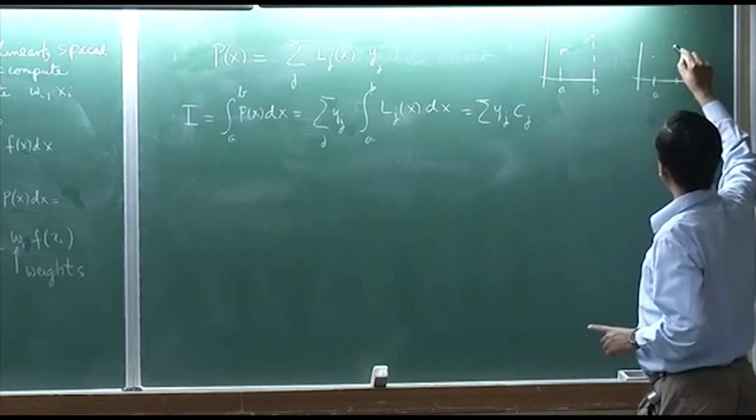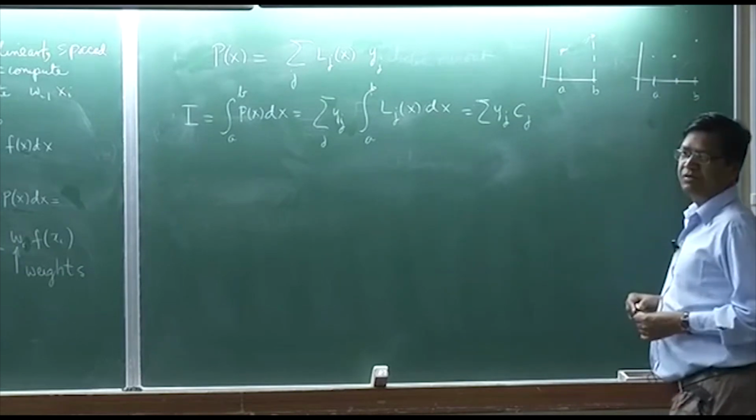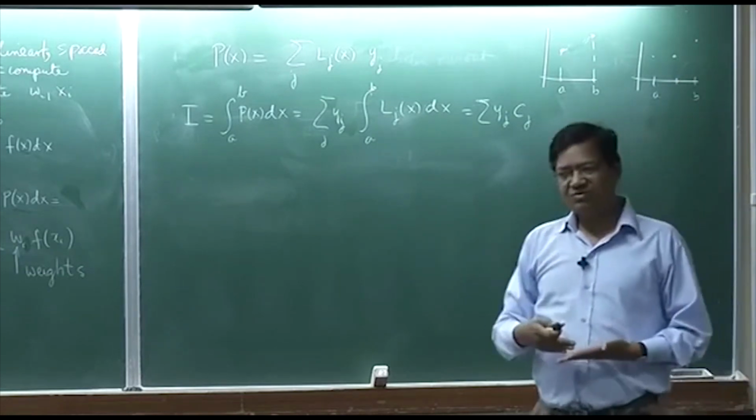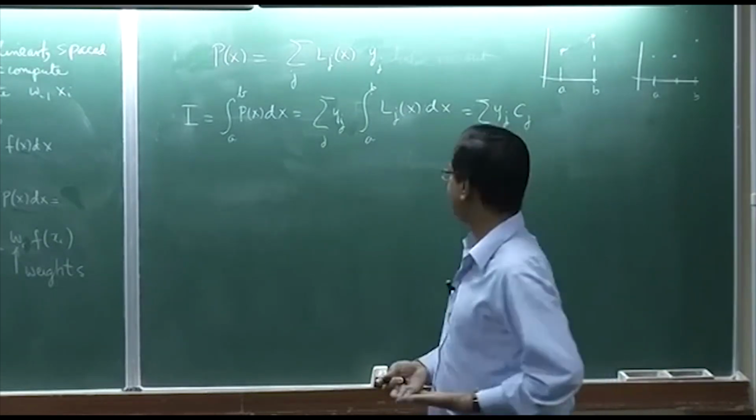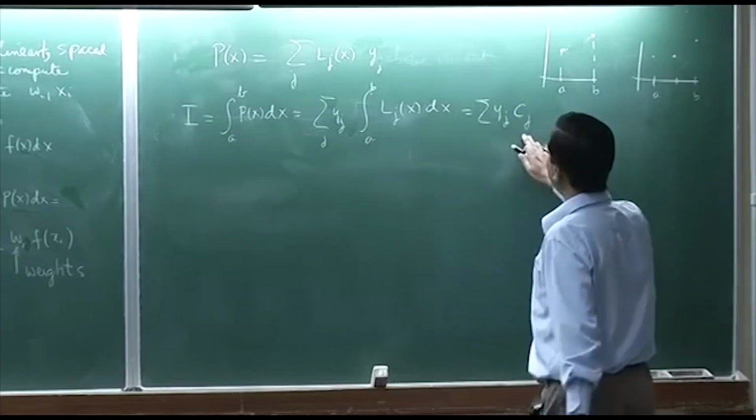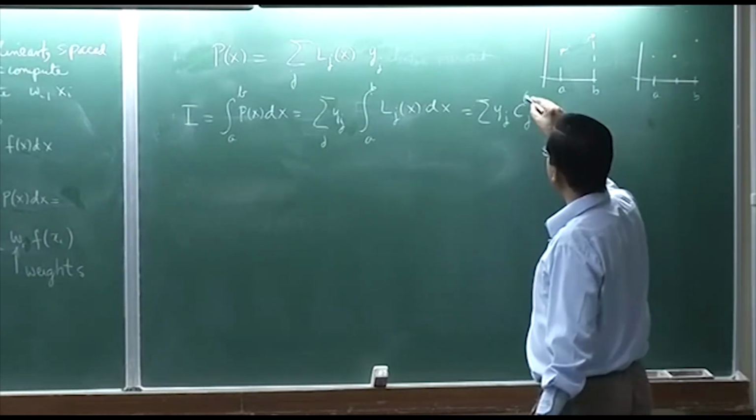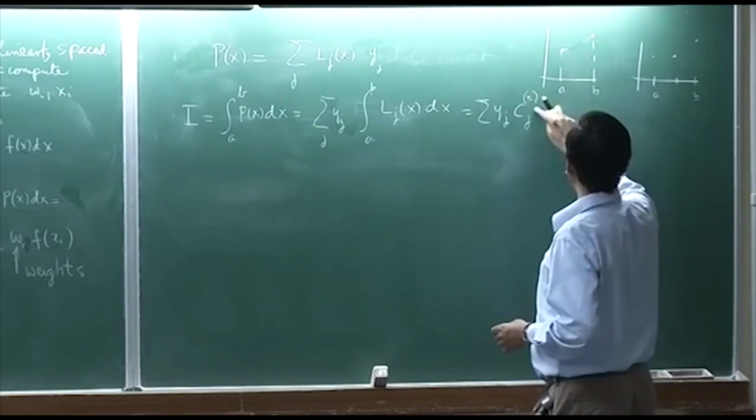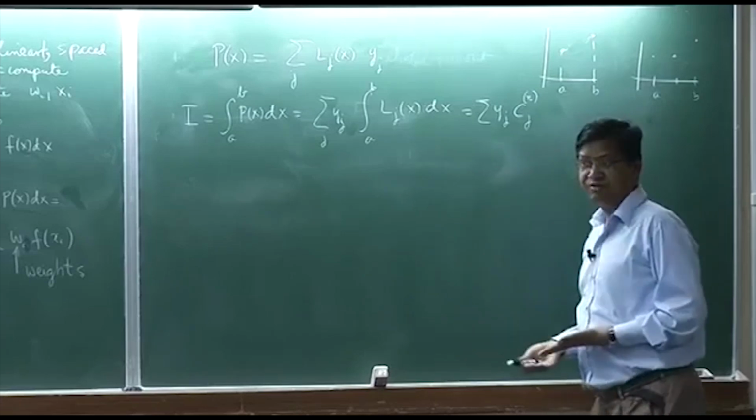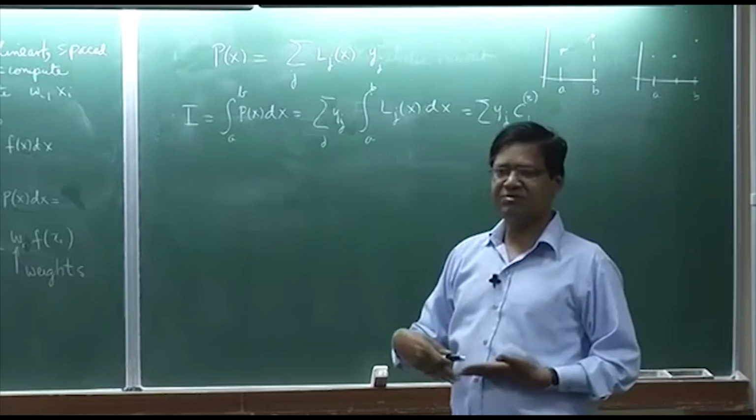So I give 3 points like this, or 4 points. So for all these points you need to give your Ci's, this Cj. So I need to specify how many points you are using. That's why there is a notation called n. For this n is 2, for this n is 3, and we can have n equal to 4. The more points you take, the more accurate it will be.